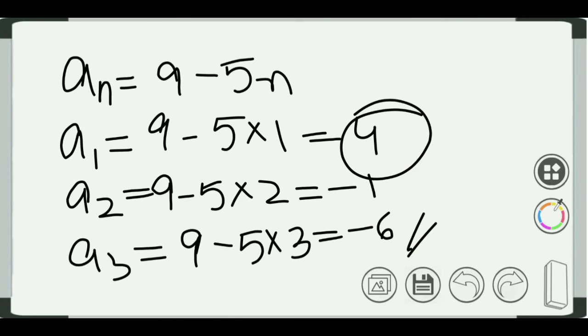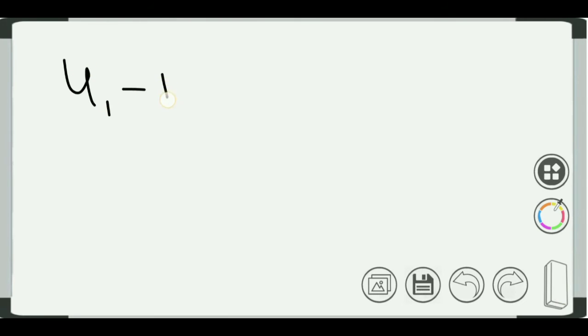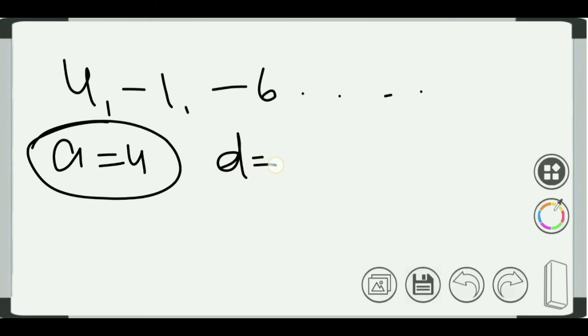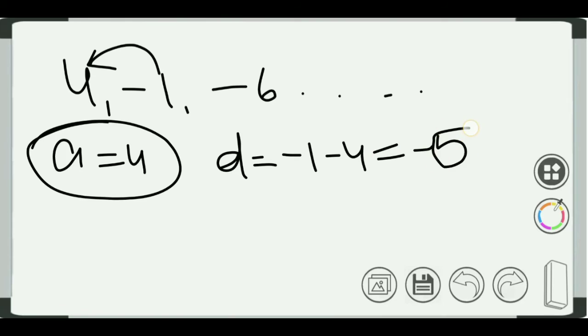So you got first term is 4, second term is minus 1, third term is minus 6. So 4, minus 1, minus 6, etc. So you got a is equal to 4, the first term. D is equal to minus 1 minus 4, which is minus 5. Now can you find S15?